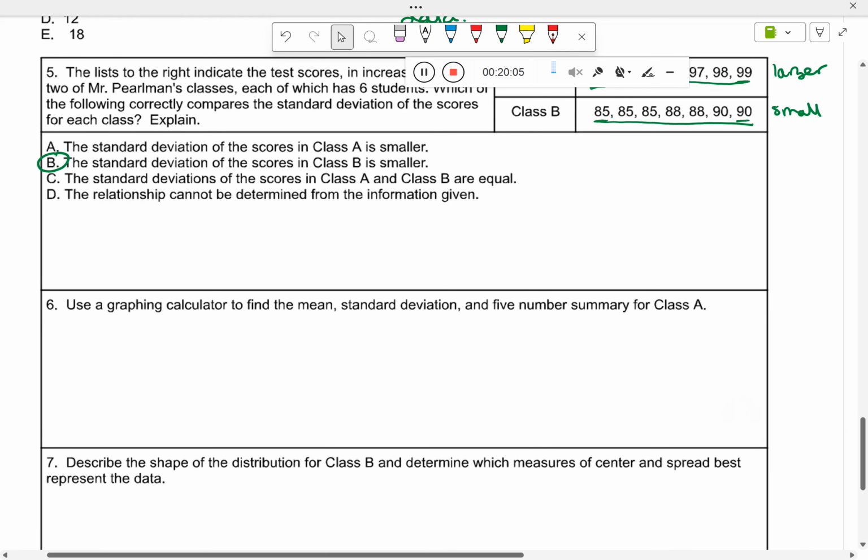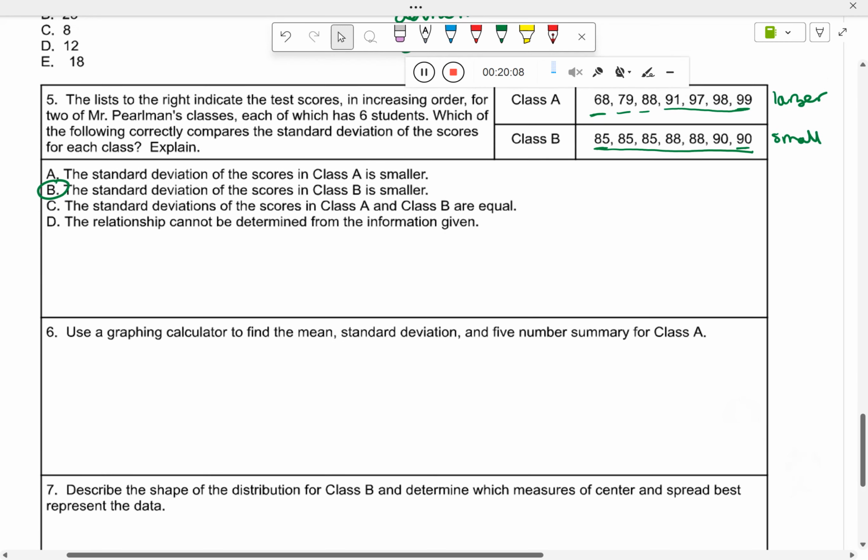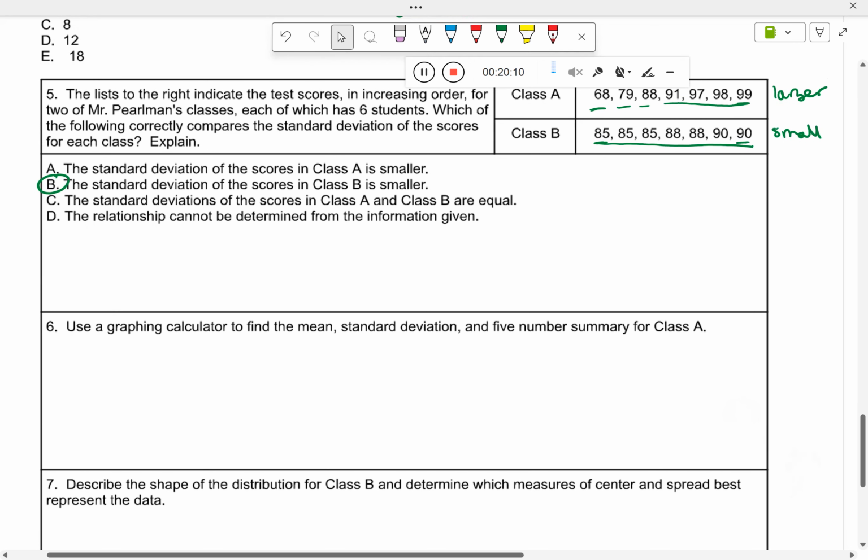Next, we are asked to use a graphing calculator to find the mean, standard deviation, and 5-number summary for class A. Since I've hit the 20-minute mark on this video, it's going to be a lot to upload. I'm going to stop the video and start a second, part 2 video to pick up where I left off with this question.